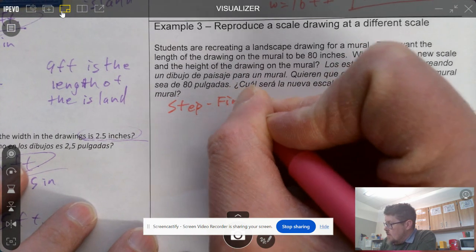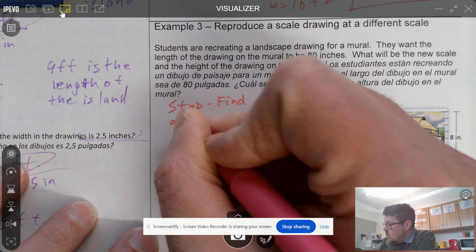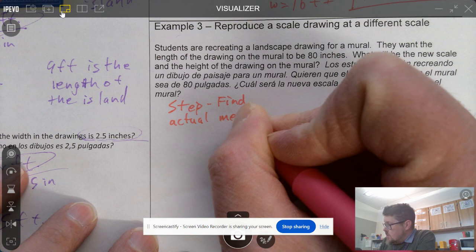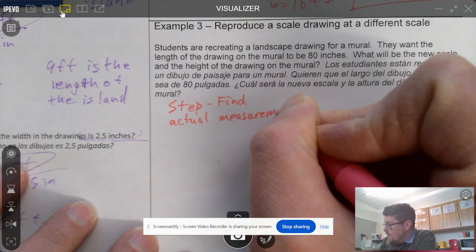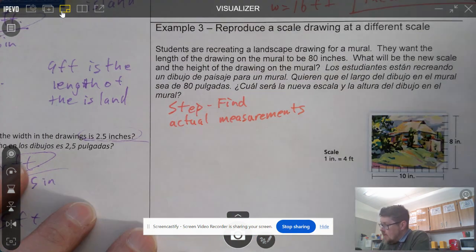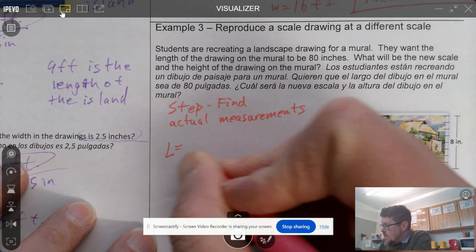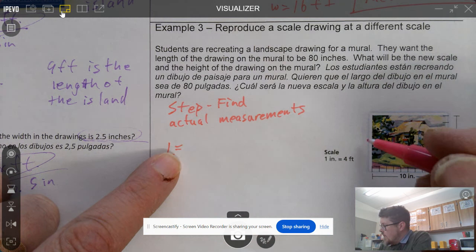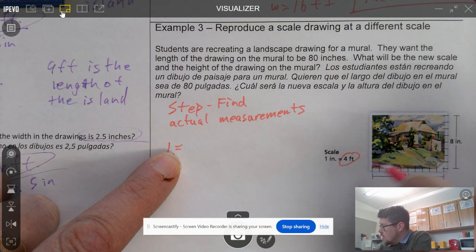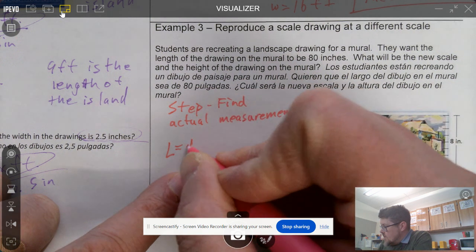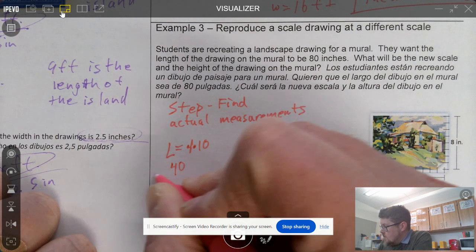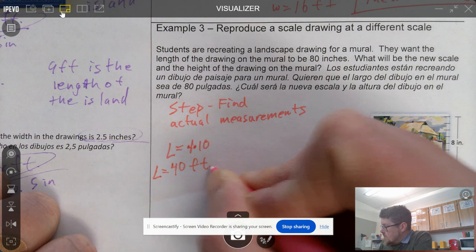Find the actual measurements. Okay. And so the length is going to be the scale factor times the scale factor is 4 right there. And so it's going to be 4 times 10 for the length. And I can't talk. So that's 40 feet, which is gigantic for a mural.